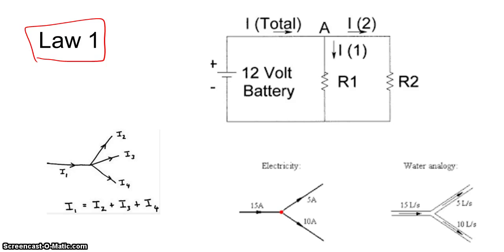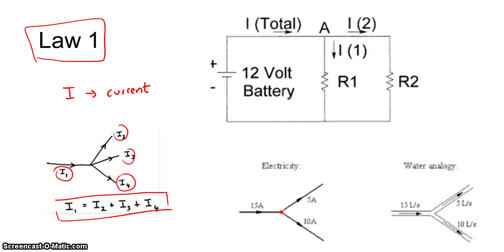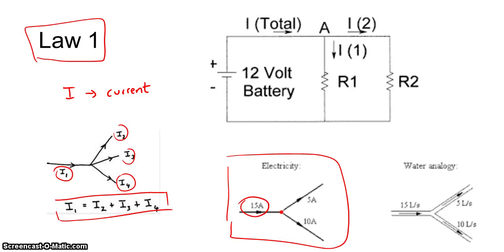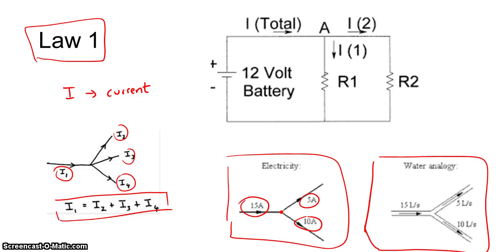So if we look here, try to look at the pictures and figure out what the first law is about. Remember, I stands for current. In this first picture, we've got I1, I2, I3, I4 in this equation. In the second picture over here, it shows electricity. We got 15 amps, 5 amps, 10 amps, and then it shows a water analogy. So 15 liters per second, 5 liters per second, and 10 liters per second.